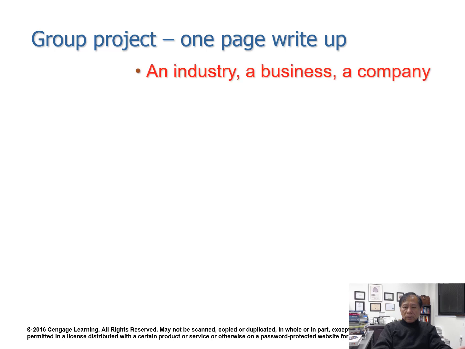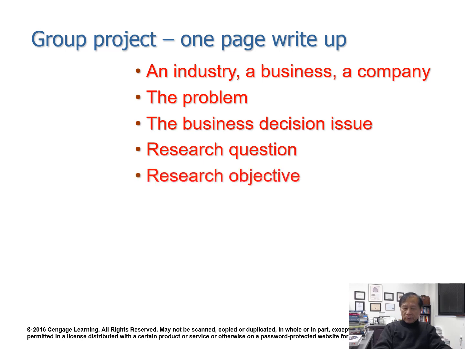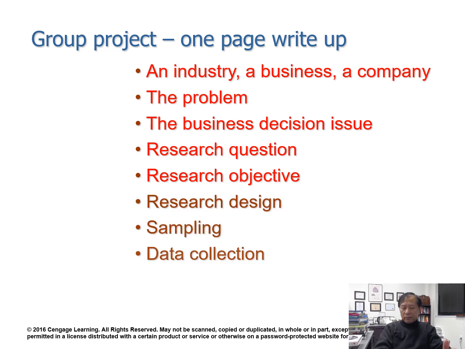A few words on the group project. I know you probably have started already as a group. Work on that business, company, problem, or industry. Identify the problem. Identify business decision issues that you want to solve with marketing research, and try to come up with some research questions. I'll talk to you more about this as we go. And establish your research objectives, and the rest we'll cover later on.